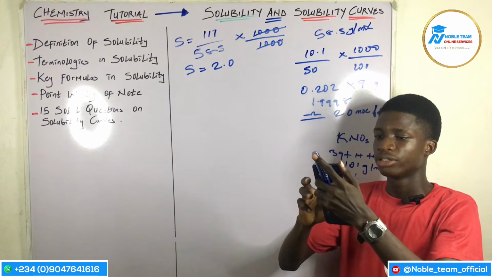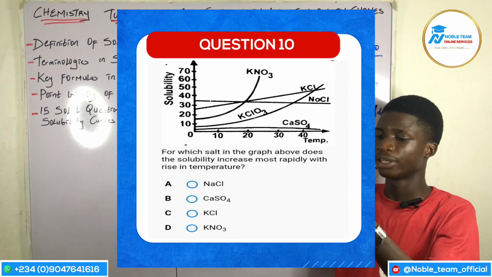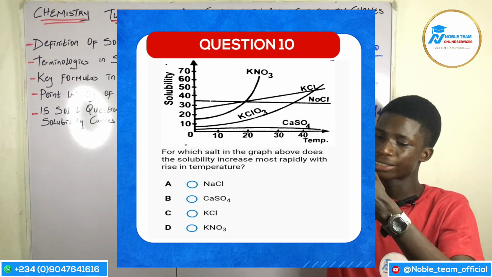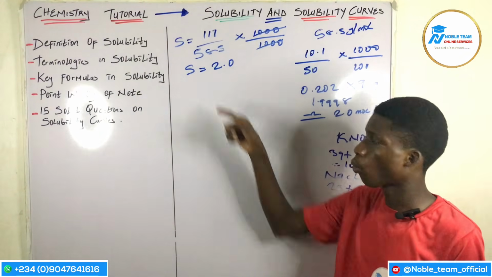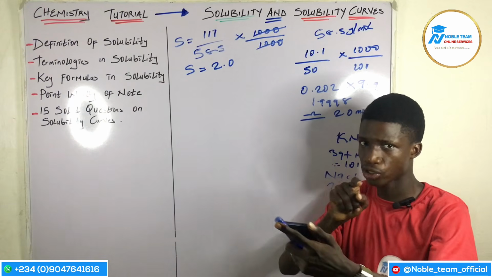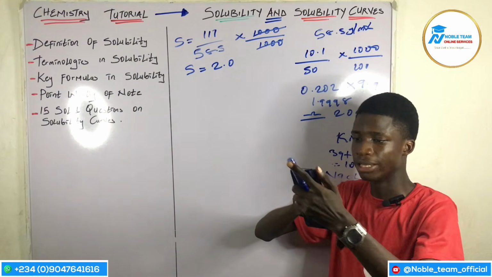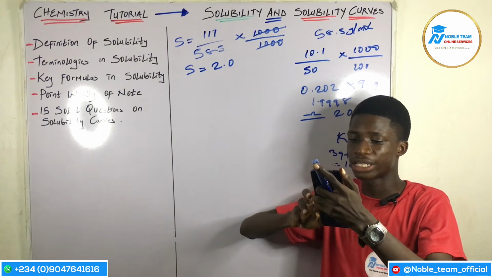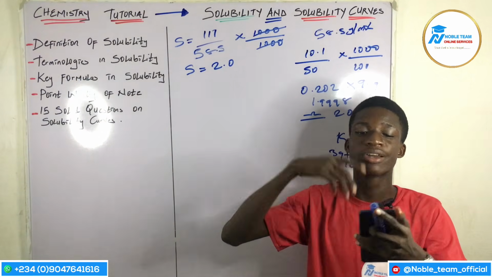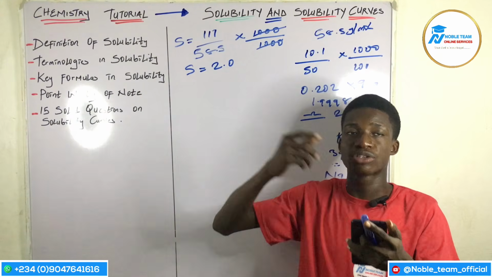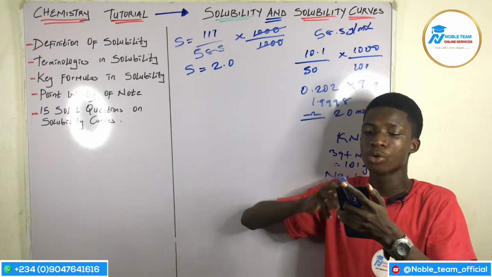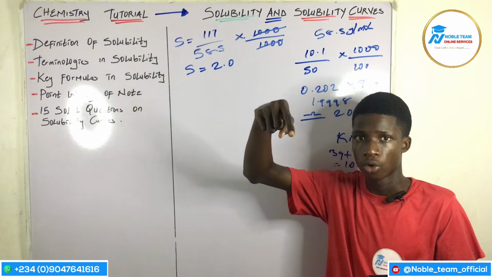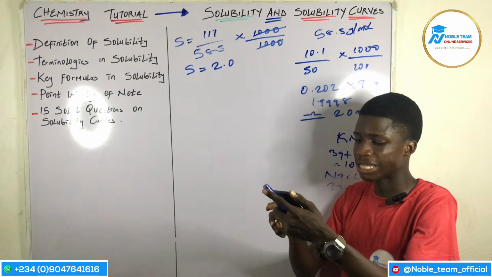Now the potassium nitrate, which is KNO3, is aligned at 70. At the y-axis, which is the solubility, you will be seeing it on your screen, while the rest are below it. So the question says, for which salt in the graph does its solubility increase with the rise in temperature? It simply means that the solubility of KNO3 increases the most, which is at the top of 70. It simply means that KNO3.